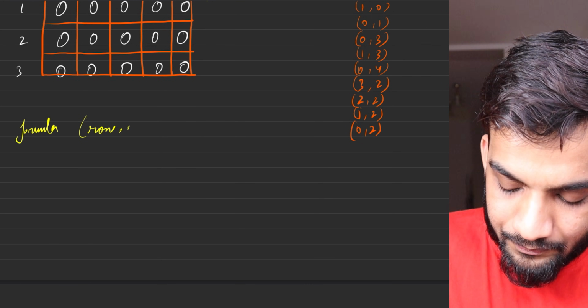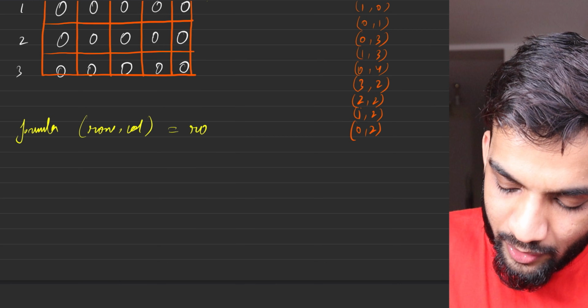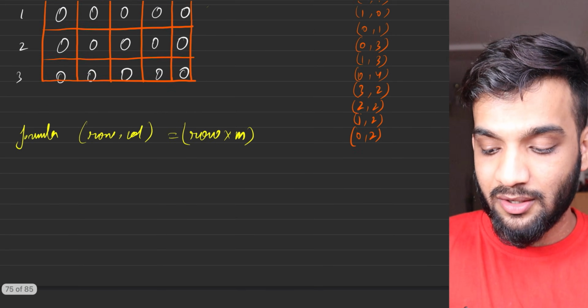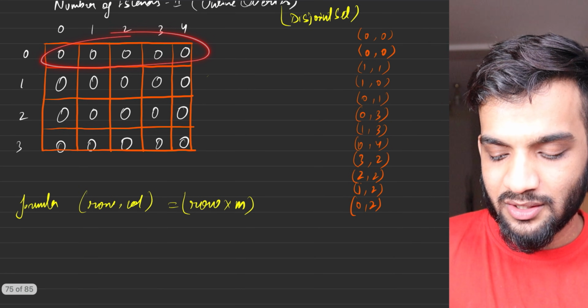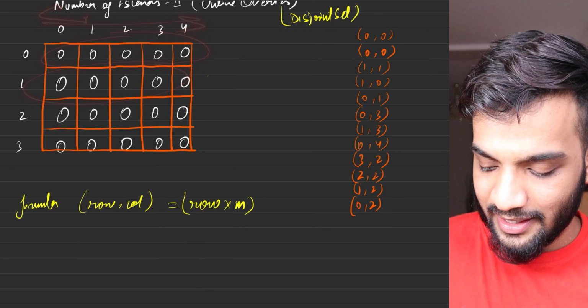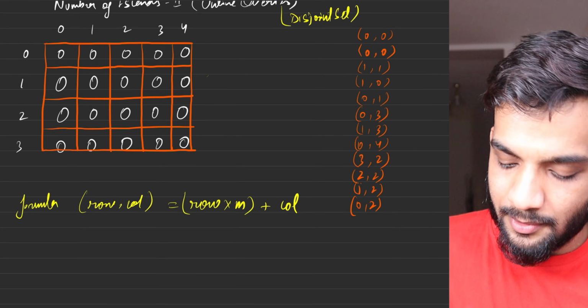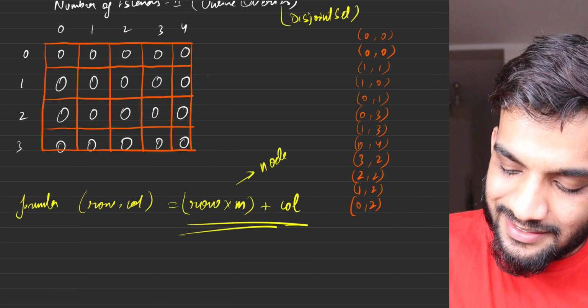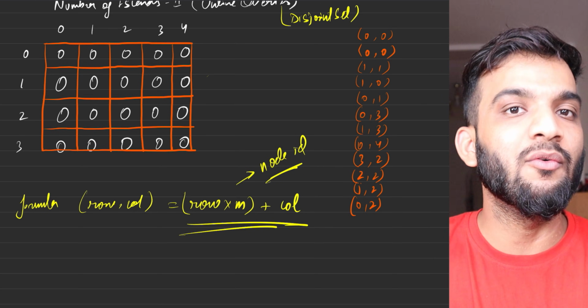So can I say the formula to compute the node is very simple. Any row column can be said as row into m. Why m? Because every row has 5 guys, which is nothing but the column length, right? So can I say row into m plus the column number is what the node ID will be signified, or the node number will be signified.